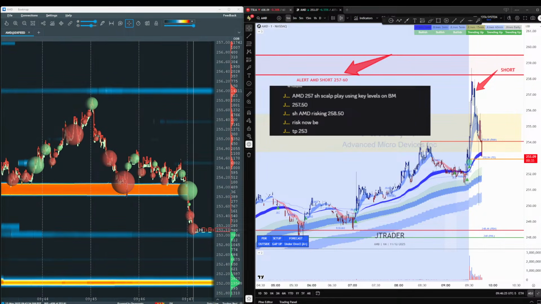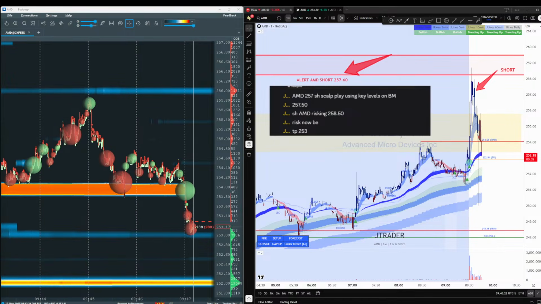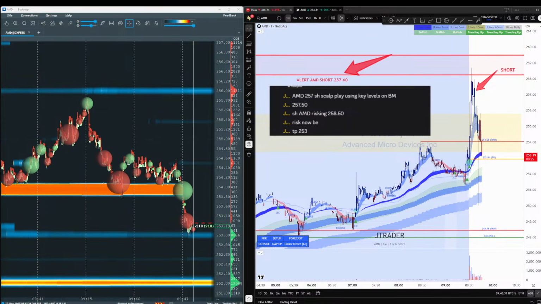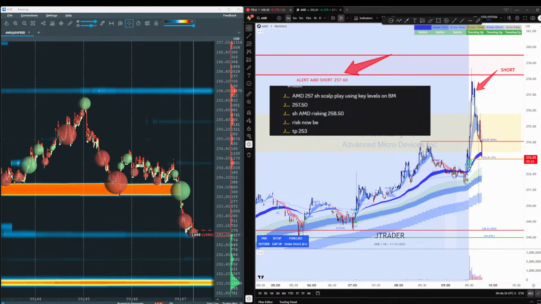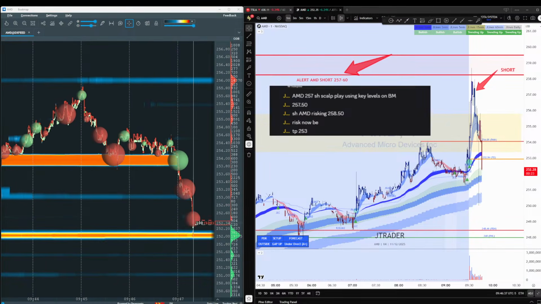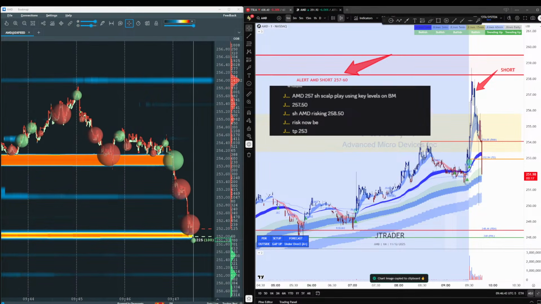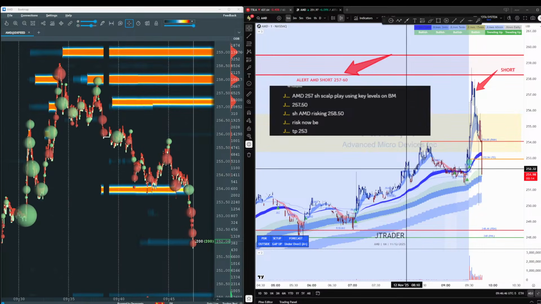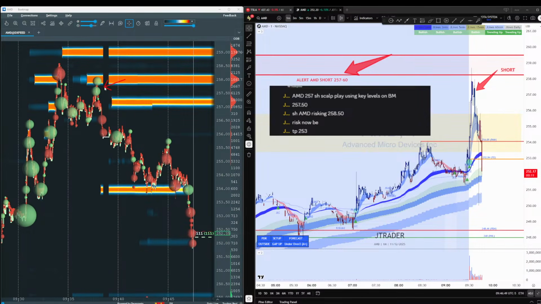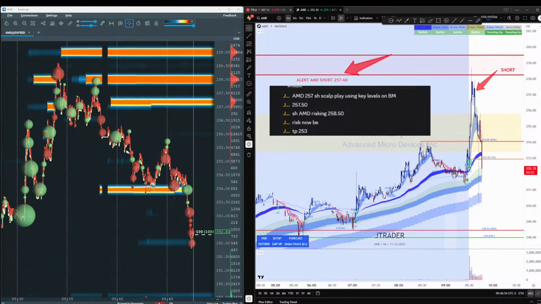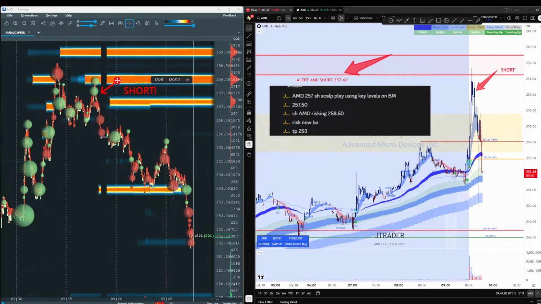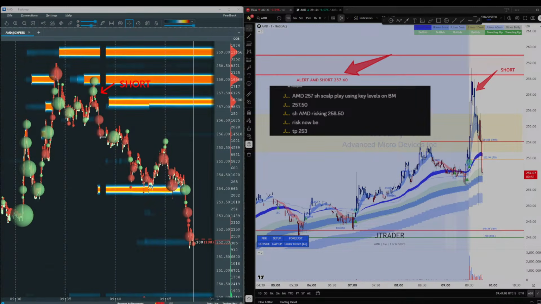First target 253.30. 253.30. Out half AMD. Sick one, 2 and 2. Now TP 250. Let's go, guys. And up here, this is our short area. That's our short area. $252.50. We're looking for 5R over here this morning.